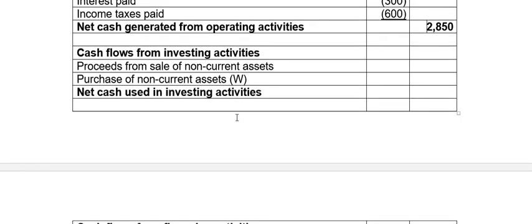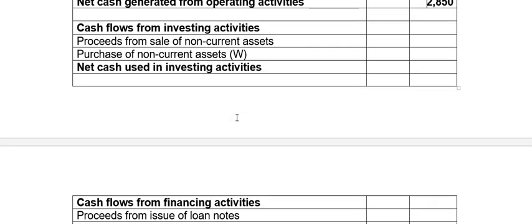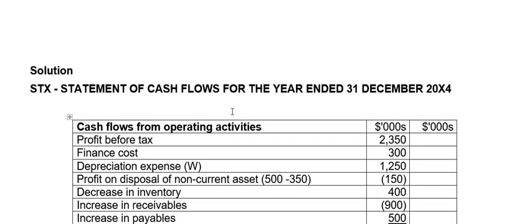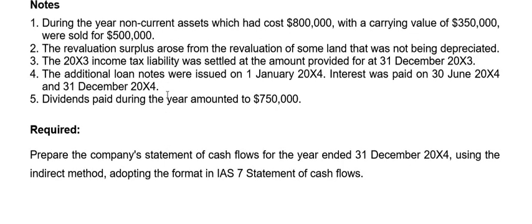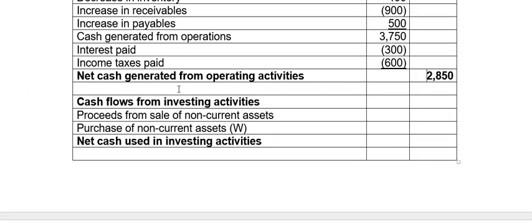Where we look at the cash that has been used for investments in assets, and then that cash that has been received from the sale of non-current assets. We already know that the company disposed of a non-current asset and they received $500,000. So that's a cash inflow, proceeds from sale of non-current assets. We have 500. That's a cash inflow.